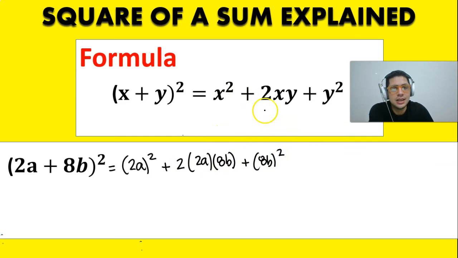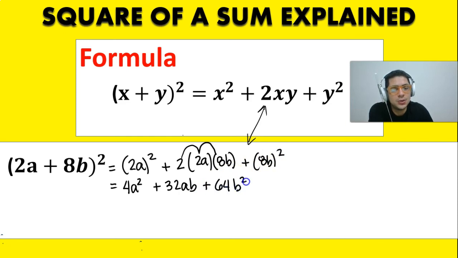So you can see that this is the same thing, right? So we get 2a to the power of 2 is 4a squared. Then we get 2 times 2 times 8, which is 4 times 8, which is 32. And a times b is ab. And we get 8b to the power of 2. A to the power of 2 is 64, and b to the power of 2 is b squared.